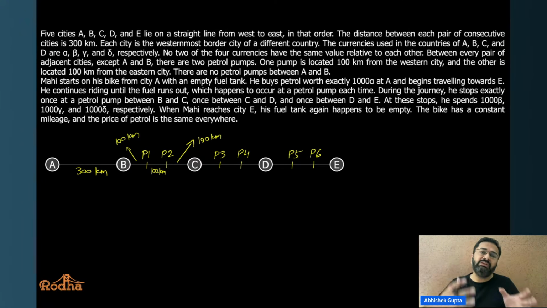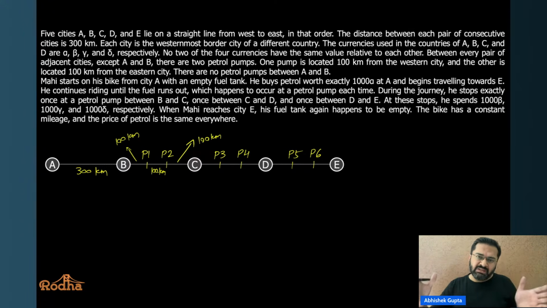Because 1000 alpha is a different value than 1000 beta, which is different from 1000 gamma, which is different from 1000 delta. If all these values are different, can we say that the distance traveled in the four cases would be different? Can we say that? And this is where we can crack the problem. There can be nothing else.